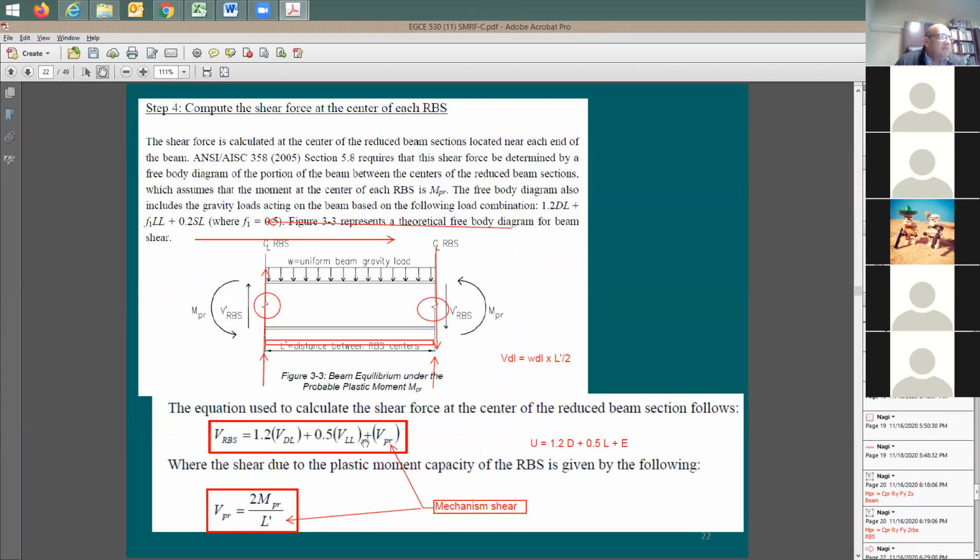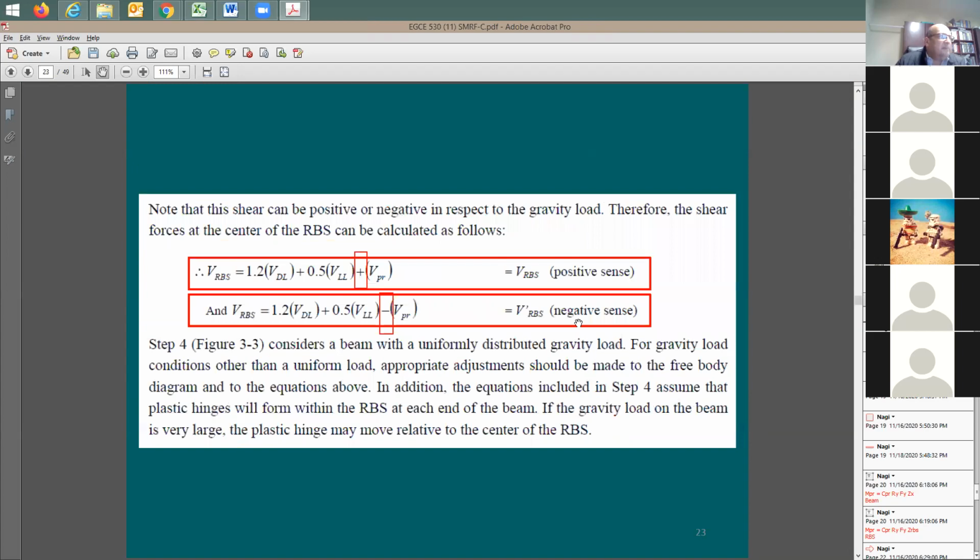So this V dead load and V live load is going to be at the RBS, which means it's going to be at the plastic hinge, exactly at this location. And of course, you need to add to it the mechanism shear. So the VPR is going to be additive at one time, and at another time it's going to be subtractive. Why is that? Because look at the direction of the shear. At one time this is going to be additive, at the other time it's going to be subtractive from the other side.